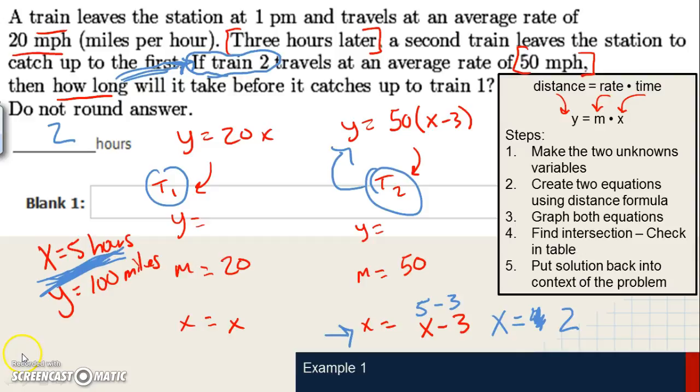Besides teaching students, obviously. Just to reiterate now that the announcement's over, our answer is 2. How long did it take train 2 to catch up? It took them 2 hours.